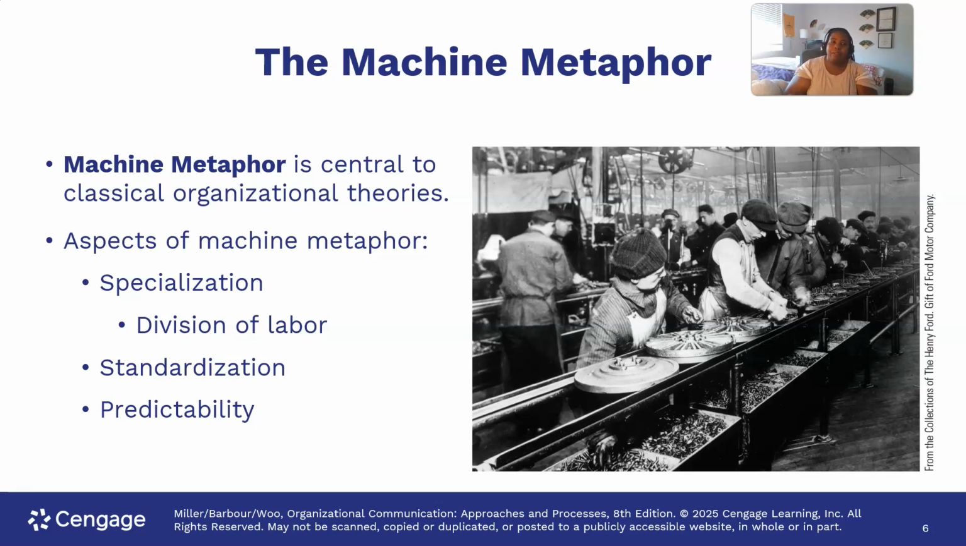The machine metaphor is central to organizational theories. You've probably heard a saying such as, this is run like a well-oiled machine. But that didn't come from nowhere. Notice that in the picture, we have people on the assembly line, and each person had a role in the production of the product. It looks like they are putting wheels together. This is from the Ford Motor Company, and as a Detroiter whose grandfather also worked for Ford back in the day, I can definitely appreciate the picture and this metaphor a little bit more.